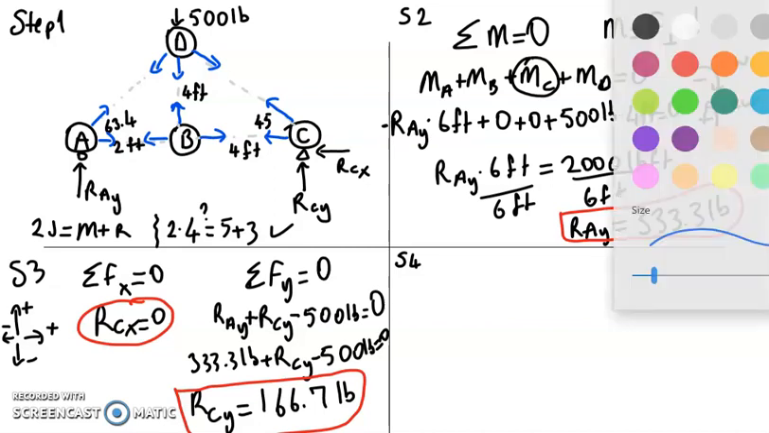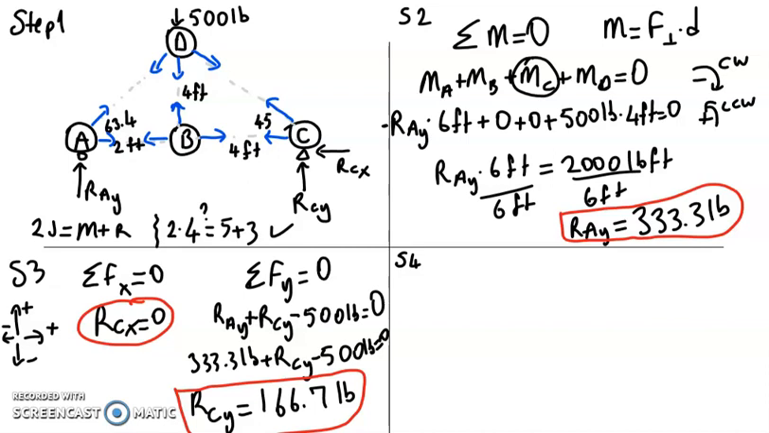Right now let's write: this is AD, and this is DA, and this is DC, and this is CD force. And these are equal to each other, okay? And this is CB, and this is BC. This is BD and DB, and this is AB, and this is BA. Okay, so right now we are on step 4, and let's do that.